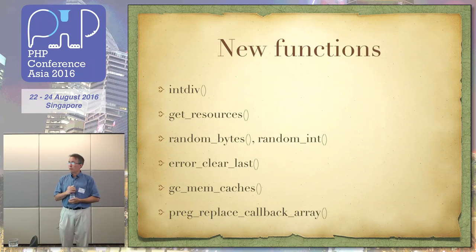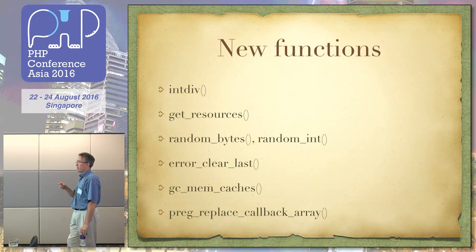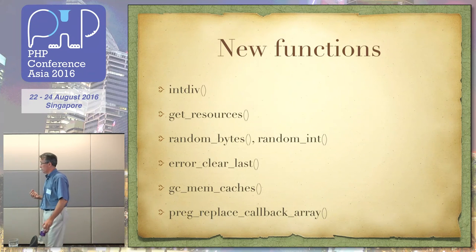Okay? get_resources is the list of resources you have open. Resources being a resource in terms of PHP: files, database connections, PDF files, documents, things like that. If you want to know how many files you have open, then you can go there. The ones that are open at that moment will be listed here. If you have closed it, it's gone. error_clear_last removes the last error. gc_mem_caches cleans caches. I've mentioned mb_scrub, multibyte scrub. It's an mbstring function that will clean a string and remove everything that is not compatible with whatever encoding you're asking for. What else? And the preg_replace_callback_array we have seen.